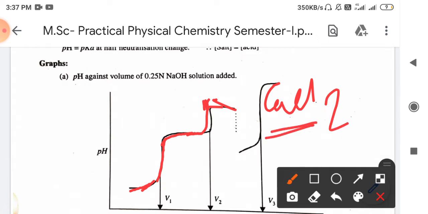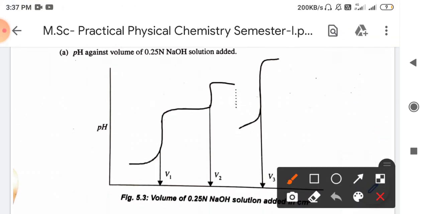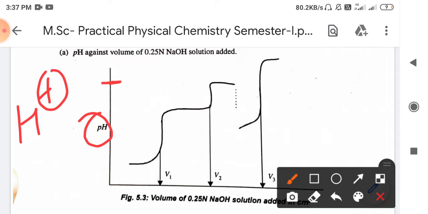So why do we need to add this? Because the glass electrode that we are using for this experiment has a detection limit of pH values. This glass electrode has a polymeric membrane, and this polymeric membrane is only responsible for the H plus ions. So this pH value only shows the response of the H plus ions.